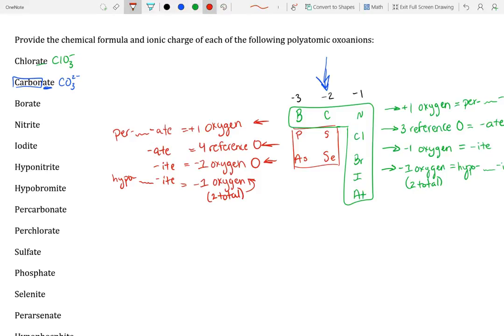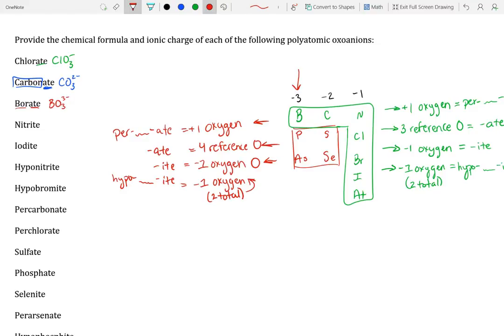Let's move on to the next one down here. So borate. What's borate? Well, let's look at the root of the name. It's bor. What sounds like bor? Boron. So borate is going to have the reference amount of oxygens as well because it's ate. That's the suffix. So reference amount of oxygens is 3, so we know it's BO3. Now, what's the charge? Well, it's inside the negative 3 column. So we're going to call this BO3 3 minus.